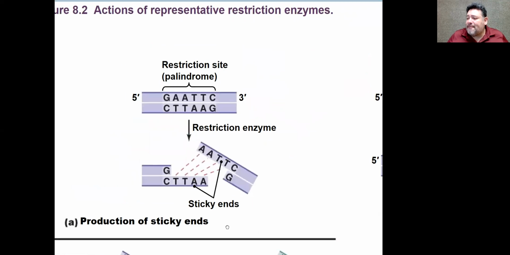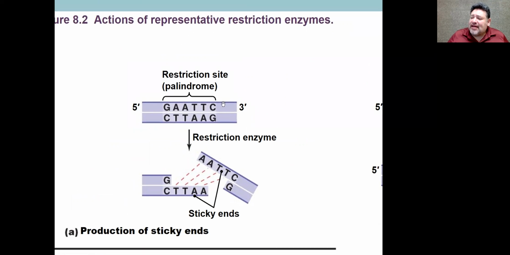Here's one type of restriction enzyme that is able to recognize this restriction site. So this is DNA, okay? We're dealing with DNA.